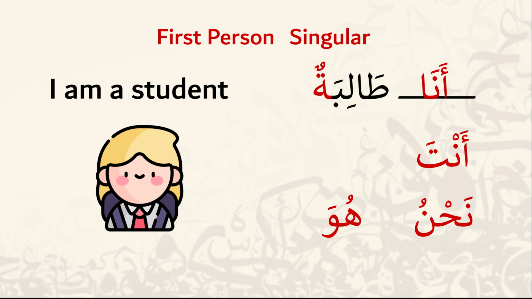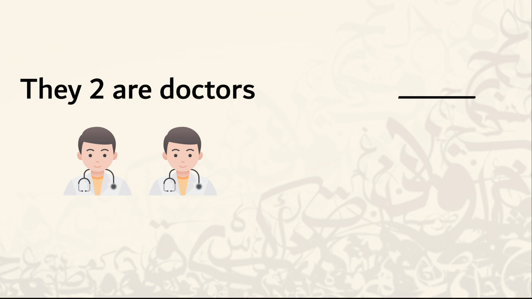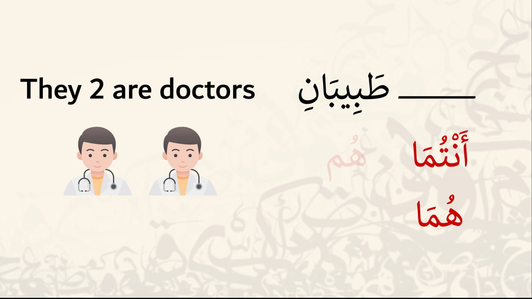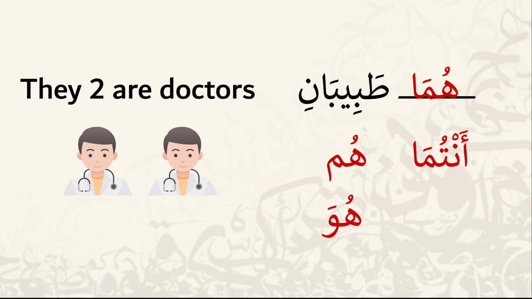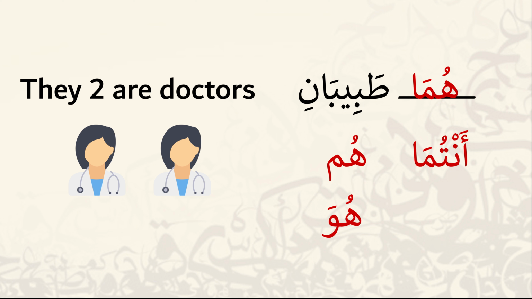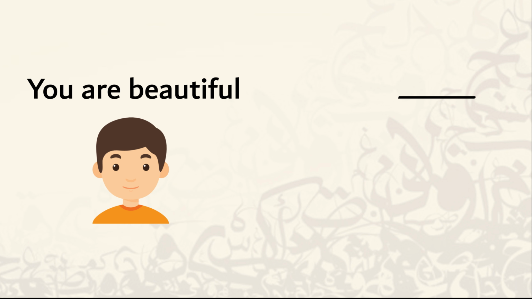Let's move to the second question. They too are doctors. In Arabic, blank, طبيبان. Which answer will it be? The answer will be هما, which is they for dual, because this is a third person dual, and for dual third person we use هما, regardless of the gender. So here, if they are two female doctors, we will keep using the same pronoun, هما. هما طبيبتان.